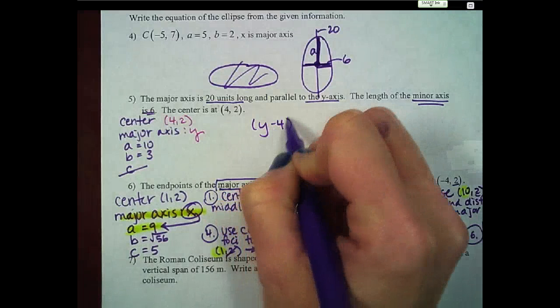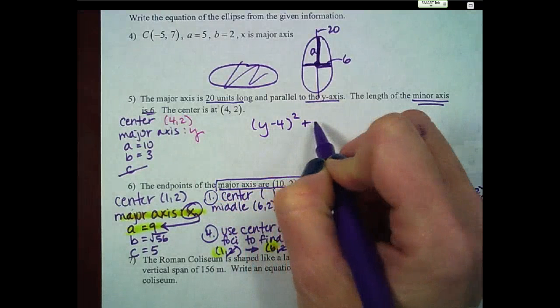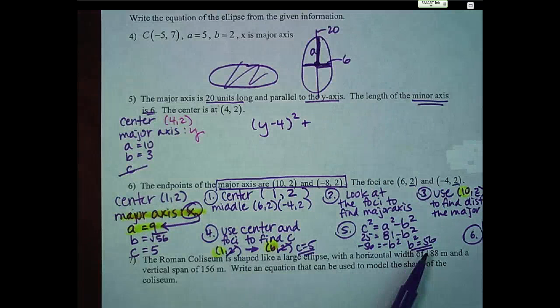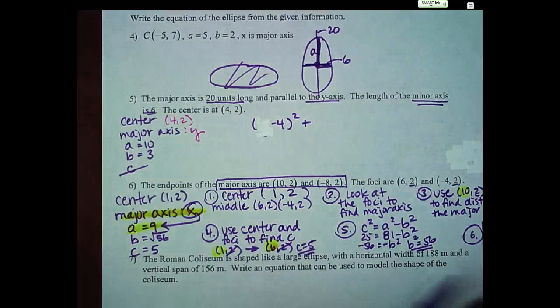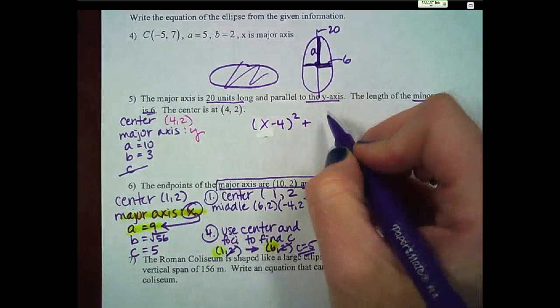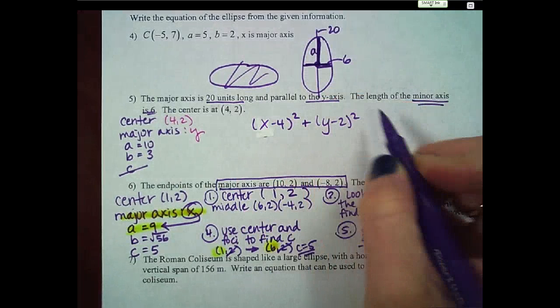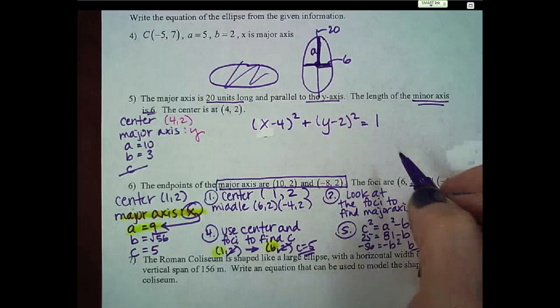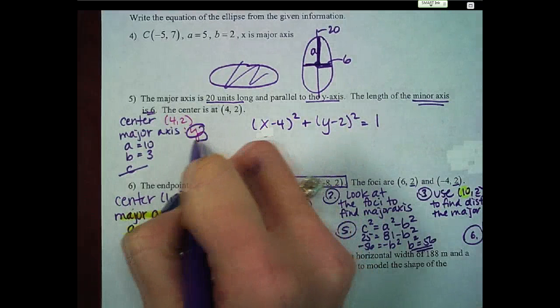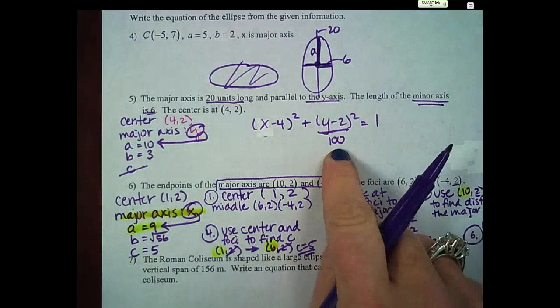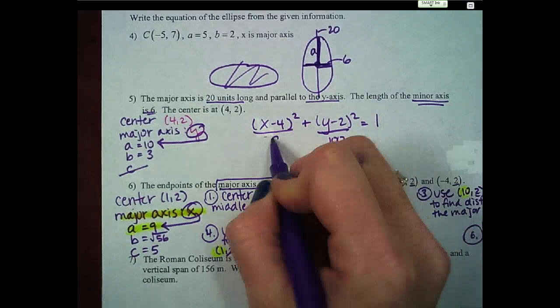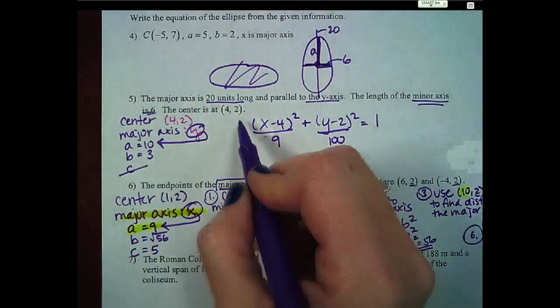X minus 4 squared plus y minus 2 squared equals 1. Now the major axis is the y and it goes with this, so 100 goes here, right? A squared, and then this becomes 9, which is 3 squared. So there's your final answer.